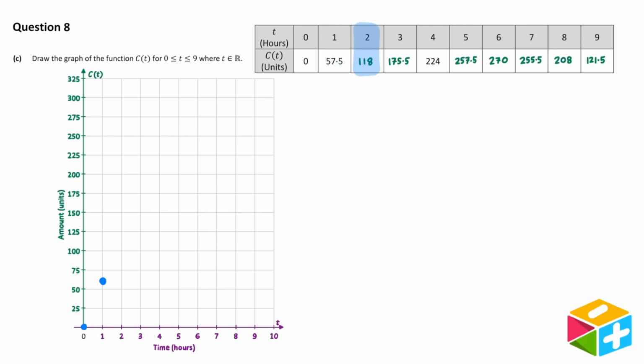In our next pair, t is equal to 2 and C of t is equal to 118. So we go to 2 on our horizontal t axis and up to 118 on the vertical C of t axis. This gives us a point over here. We can perform a similar procedure for the rest of the remaining points.